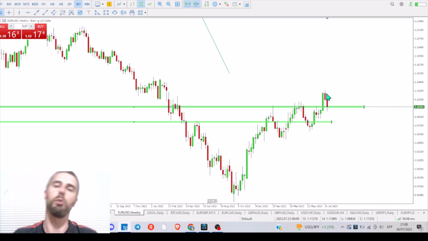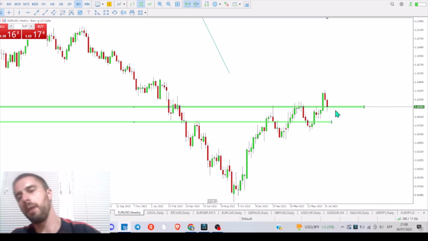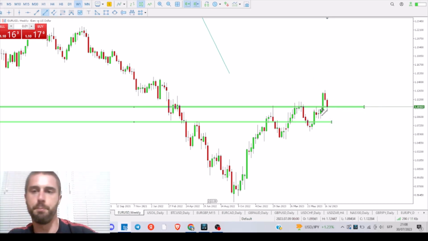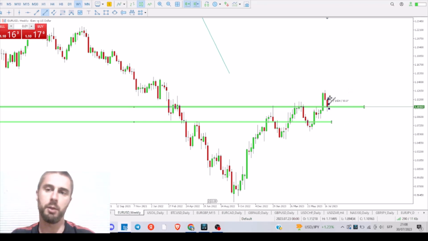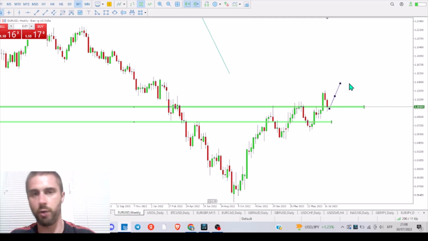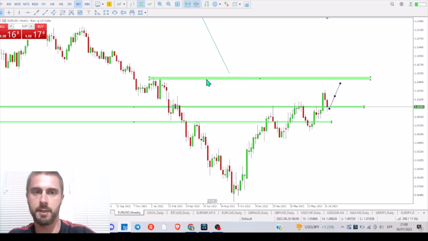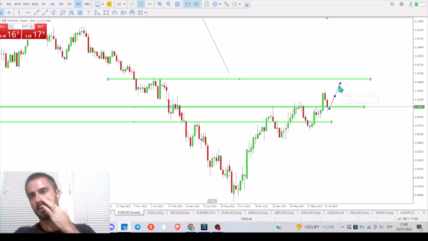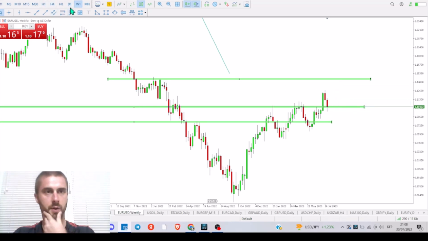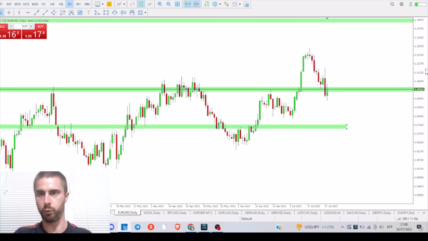If we break it to the downside next week, we can probably see a further bearish continuation. But if we bounce back up, then we can chase the previous high, maybe even create a higher high. So if we create a higher high, our next target will be this previous resistance. Okay, so this is my plan for this current trade. Let's go on the daily and see what we have there.